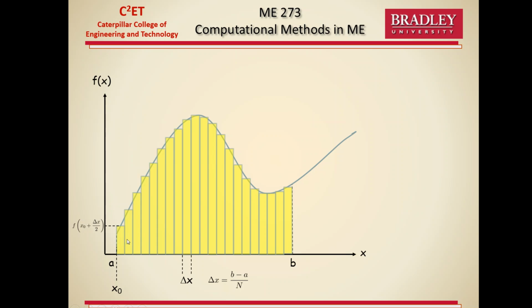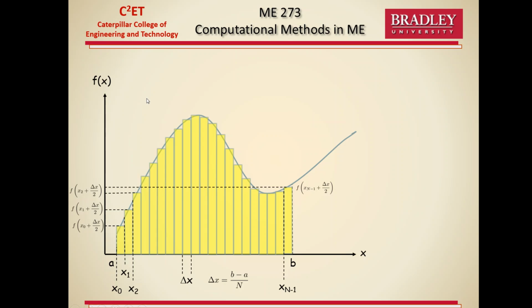Same with the second one. The left-hand edge of rectangle 2 is x1. But now, in order to get the height, I have to add delta x over 2 to x1, and then evaluate the function there. Same with the third rectangle. And then we go all the way out to the nth rectangle as we did before, and evaluate the function at half the width plus x n minus 1. So it's a little different. However, delta x is still the common factor in all these.